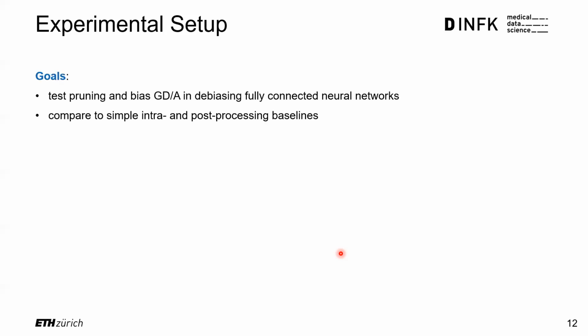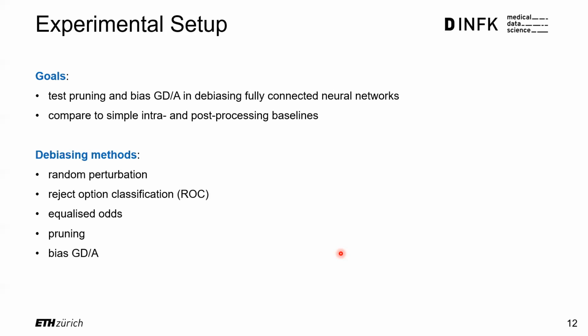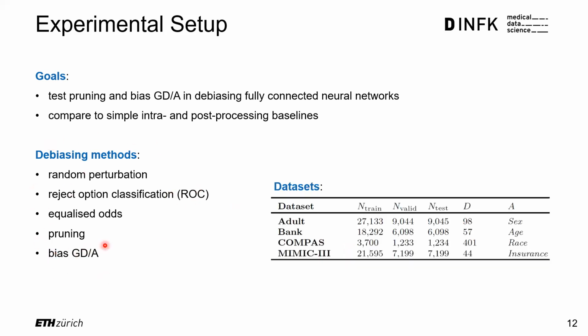So in order to test the algorithms that we have proposed and compare them to some other baseline techniques which focus on post-processing, we have performed a range of experiments mostly focusing on tabular data and fully connected neural network architectures. In particular, we have had a look at a range of debiasing methods, including our own, and we focused on simple tabular benchmarks such as Adult, Bank, and COMPAS data. In addition, we have considered a clinical MIMIC-III data set. We have considered a variety of protected attributes shown in this table here.